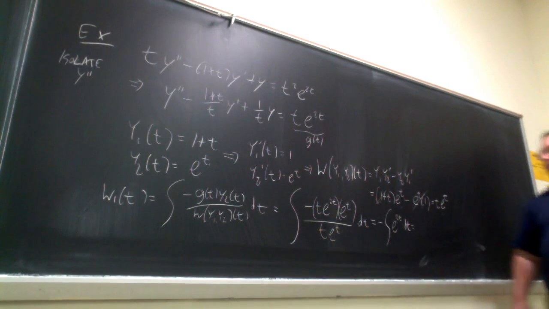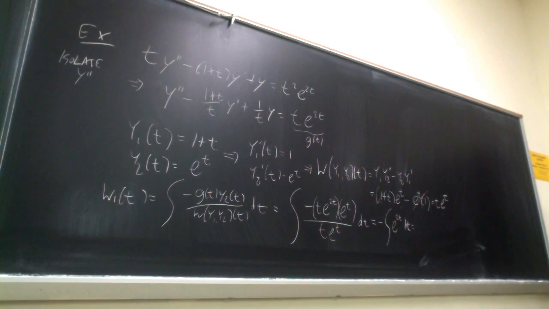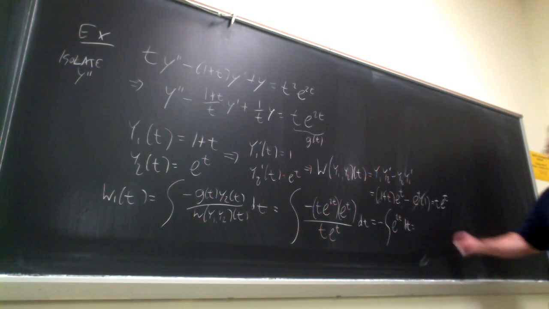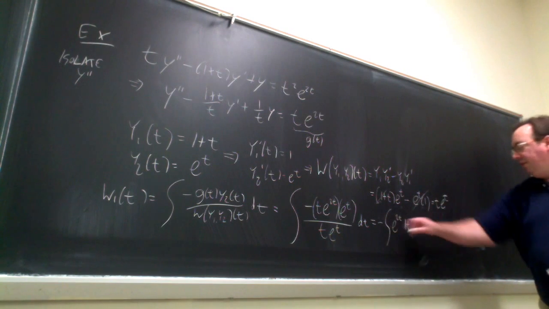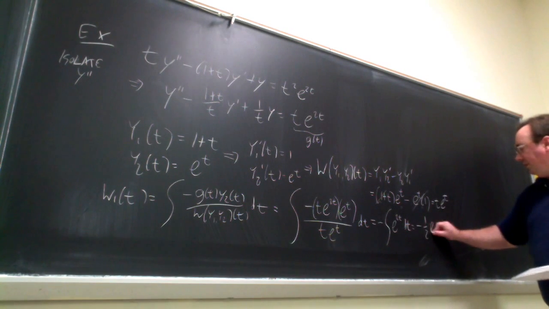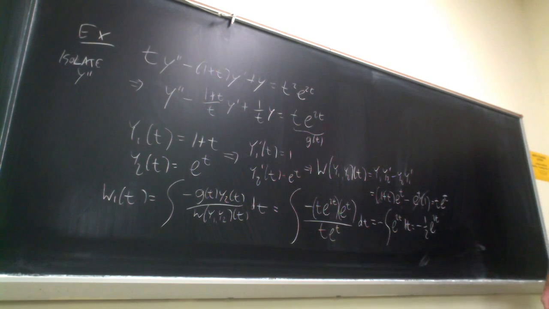Okay, so what's the integral of that? Negative 1/2 e to the 2t. Now, we could put in a plus c, but it turns out there's no reason to here.